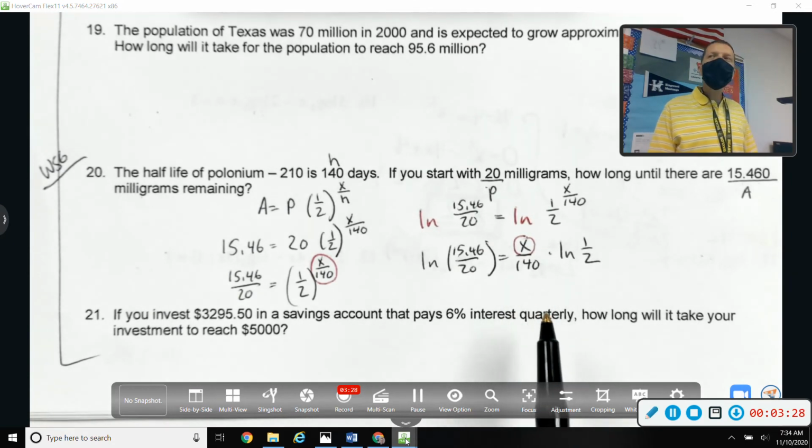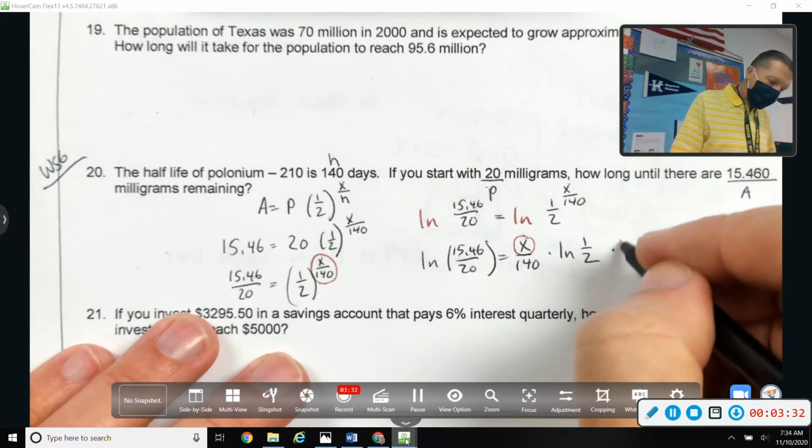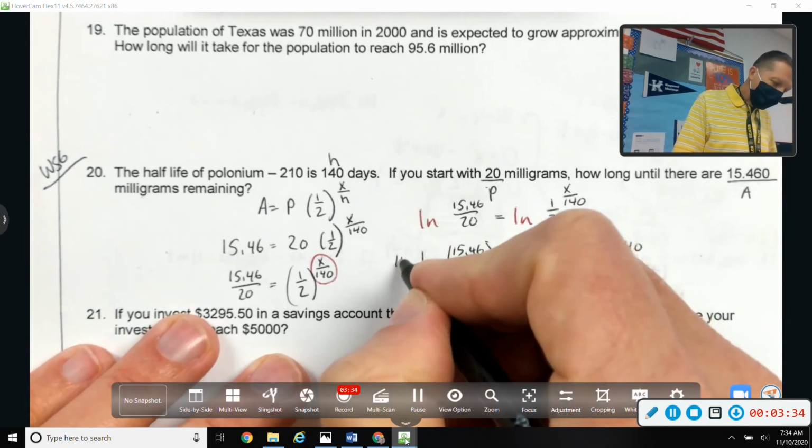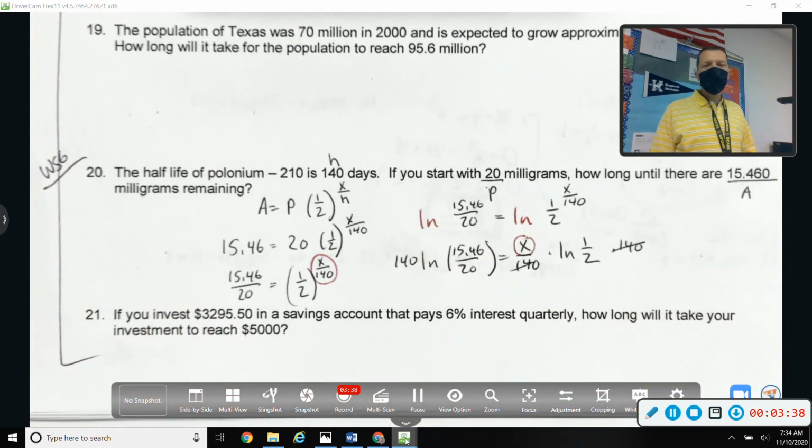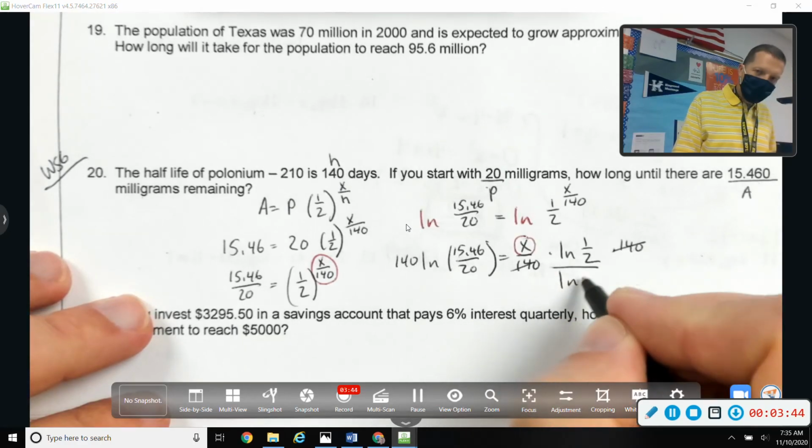Multiply by 140. That'll make the 140 go away. Close. I mean, that's accurate, but what else do we need to do? What's the next step? Divide everybody by natural log of 1/2.